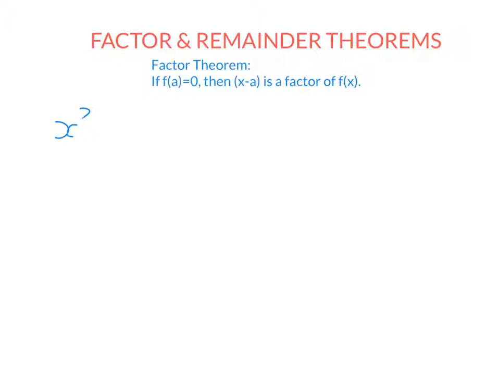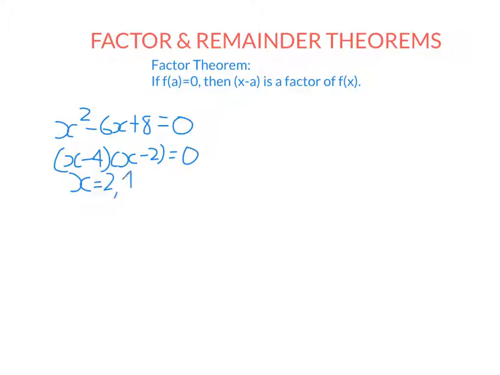Remember when we were solving things like x squared minus 6x plus 8 equals 0. What we did was we factorized this. We found two numbers that multiply to positive 8 and add to negative 6. So when we did that, solving it was easy. We just used the null factor law: x equals 2 or 4. Okay, how easy is that?